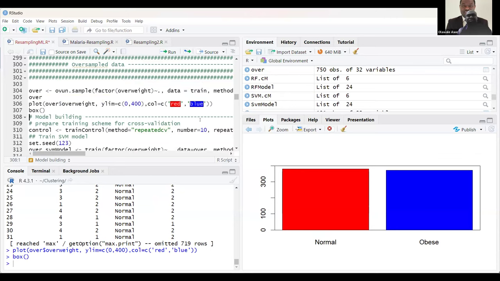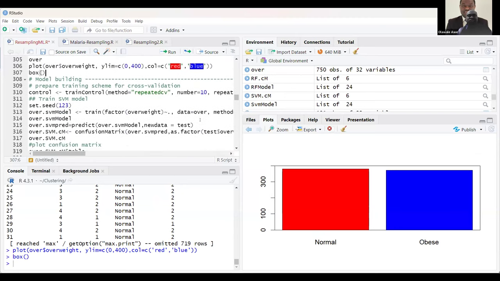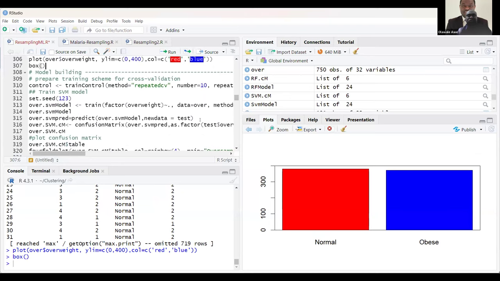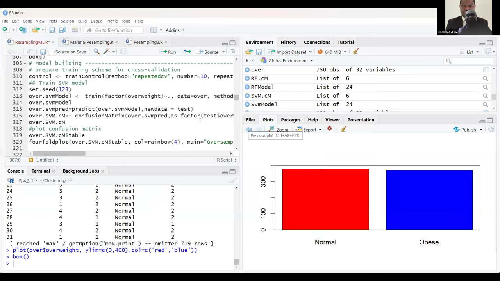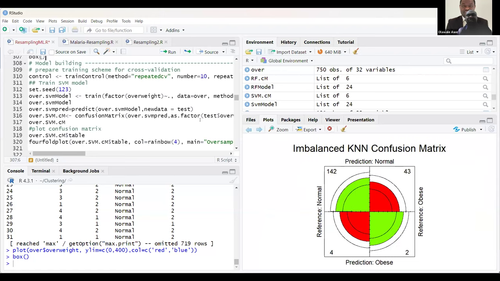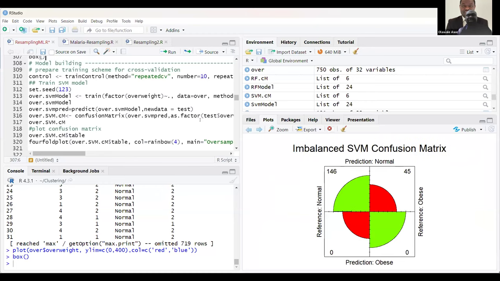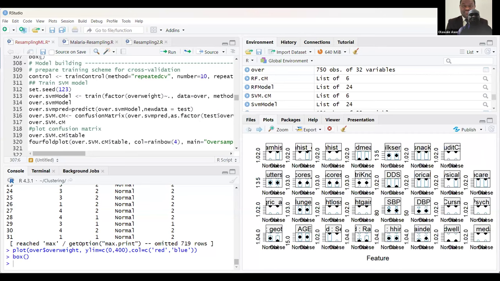Now, that is what we are doing here. It is now this new data set that we're going to use for our modeling. It is not good to just use the original data set, especially when you have data imbalance like the one we talked about before, and then you just present the results. You need to do something about your data.